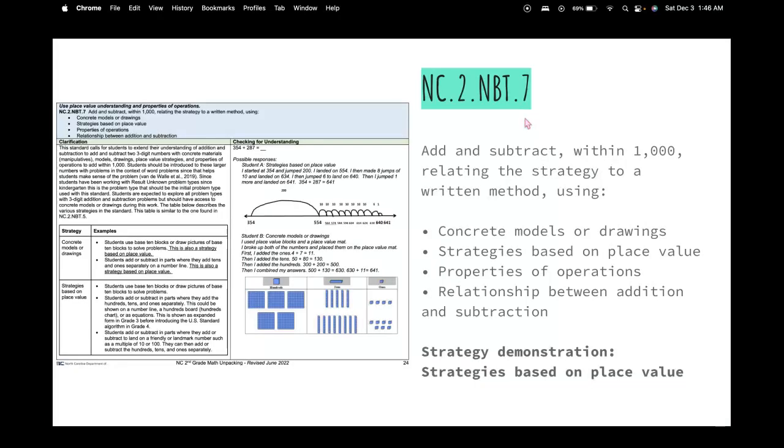For second grade, in more depth, the standard is to add and subtract within 1,000, relating the strategy to a written method using concrete models or drawings. Strategies are based on place value, properties of operations, and the relationship between addition and subtraction. These are the methods used in second grade. The one I'm going to demonstrate is the strategies based on place value. In this next video, I'm going to show you how I did this.